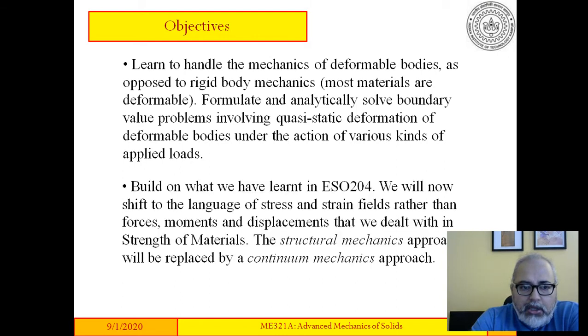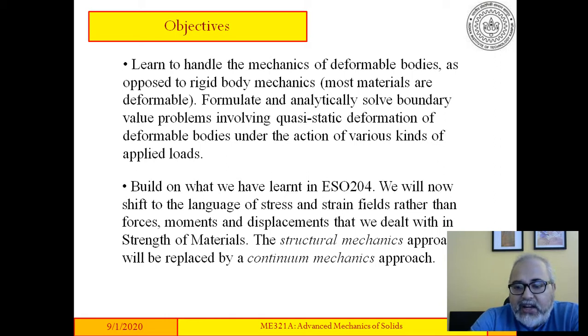So there is a difference between what we are going to do here and what we have learned in ESO 204. In ESO 204, if you remember, you did not so much use the language of stress and strain fields. You did a little bit towards the end of the course, but mostly, for example, for beam bending, we would use the language of forces, moments, and displacements of the beam.